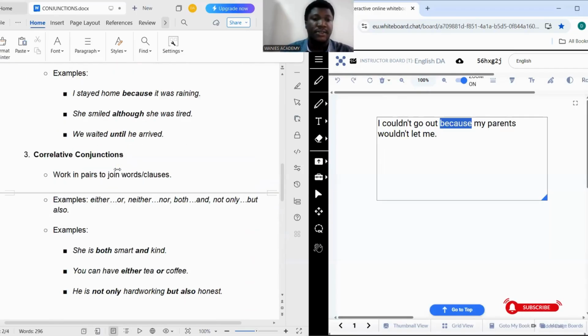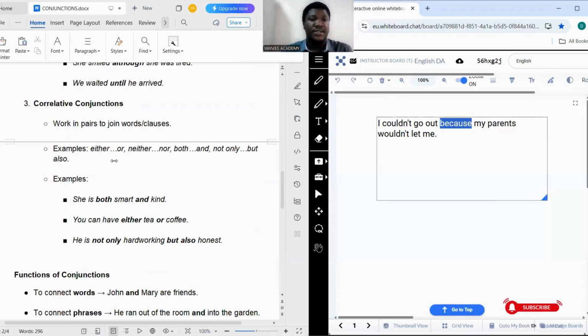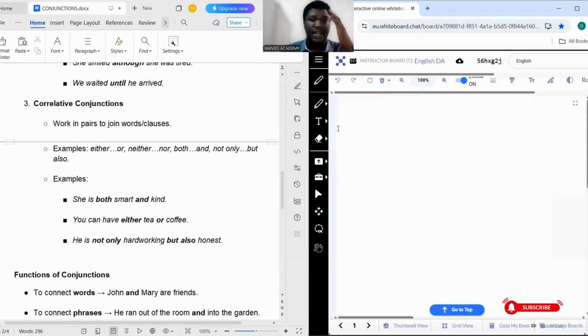Another example is correlative conjunctions. These conjunctions work in pairs. They work together to join both words and clauses. Examples include: she is both smart and kind. You can have either tea or coffee. Now, these correlative conjunctions don't work individually. They work hand in hand, almost like a jigsaw puzzle, one half, one half. They are used to make the entire sentence correlate together, hence the term correlative conjunction.